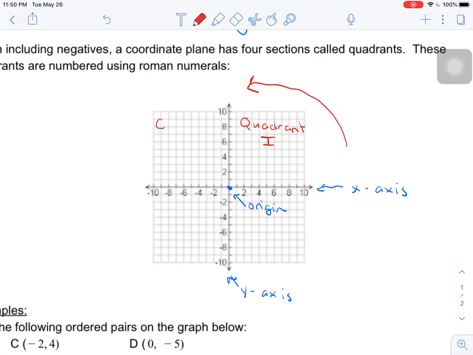So we're actually going to number them going this way. That means quadrant 2 is going to be over here. So this is quadrant 2. The Roman numeral for 2 is II. And then we just keep going around the graph. The next one over would be quadrant 3.